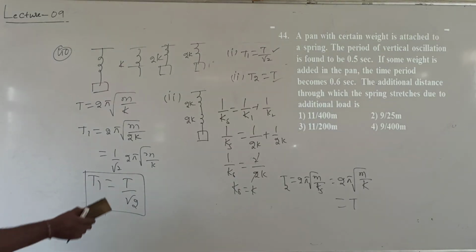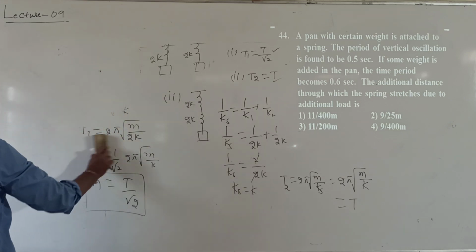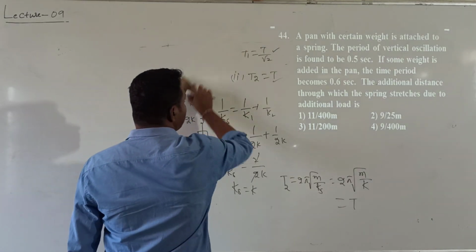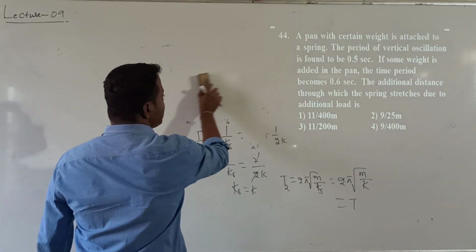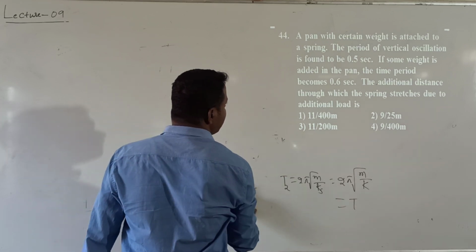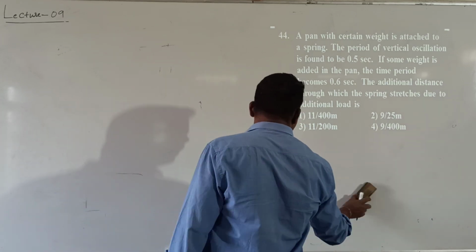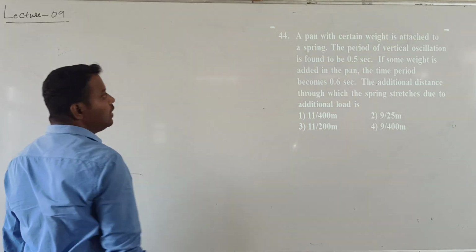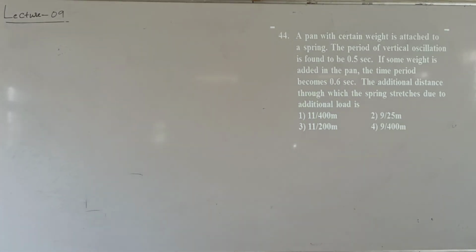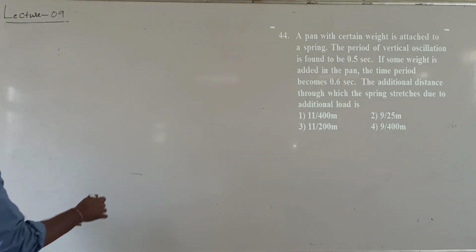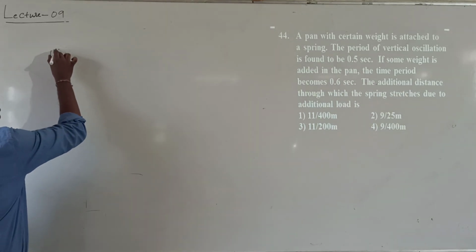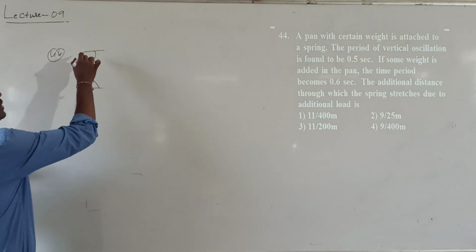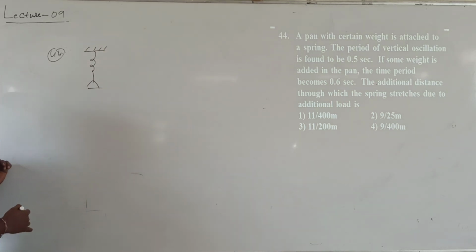Next, question number 44. A pan with a certain weight is attached to a spring. The period of vertical oscillation is found to be 0.5 seconds. If some load, some weight, is added in the pan, the time period will become 0.6 seconds. So what is the additional distance through which the spring will be stretched? This is a spring balance attached to a pan. Now, elongation is directly proportional to load, that you know.